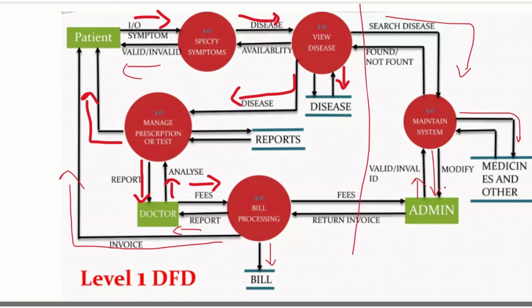Now, from bill processing, the fees are going to the admin, and they're saving it on the admin side, and then from here it is generating the invoice, and that invoice is going to the bill processing side, and they're giving that invoice to the patient. Okay, and here manage prescriptions leads to the test. From here, reports are generated, and the report is given again to the patient. So this is the flow of the level 1 DFD.